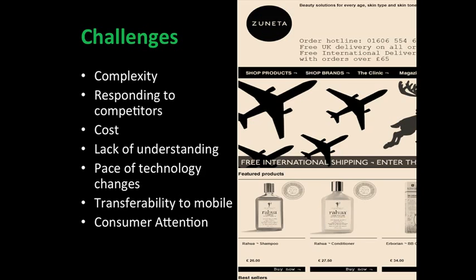There are various challenges. It's very complex, it can be very difficult. It's constantly having to respond to what your competitors are doing. Cost in terms of the technology can be a stumbling block. There's maybe a lack of understanding of how it could work and what it could be doing for your brand. The pace of the technology changes can have severe problems for the brands. Therefore, you're looking dated. You maybe just got your website up to date and already it needs to be updated.